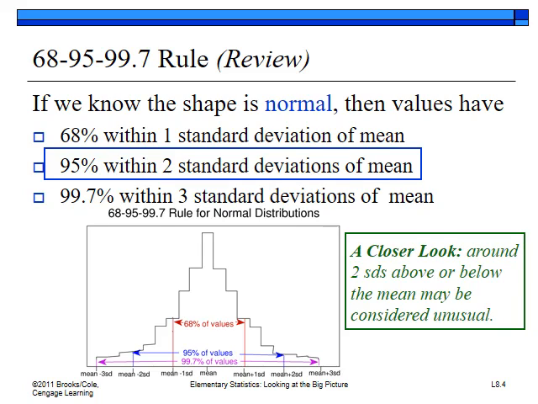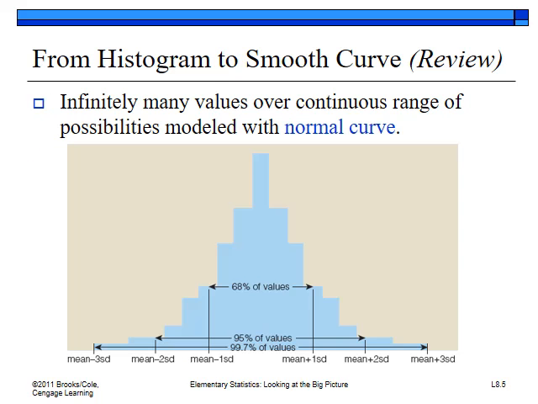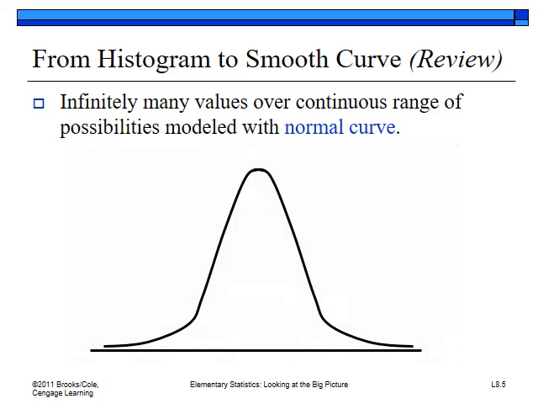When we're talking about whether a value is unusual or not, we'll often consider 2 standard deviations to be the cutoff. If a value is more than 2 standard deviations away from the mean, either above or below, we'll consider that to be unusual. And remember that as the number of values that we consider goes up toward infinity, the histogram will tend to follow along the normal curve.